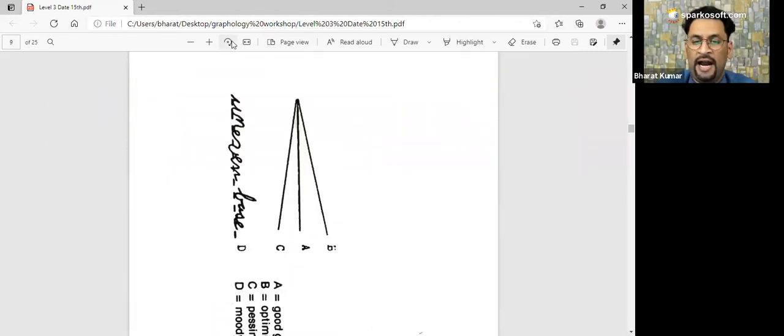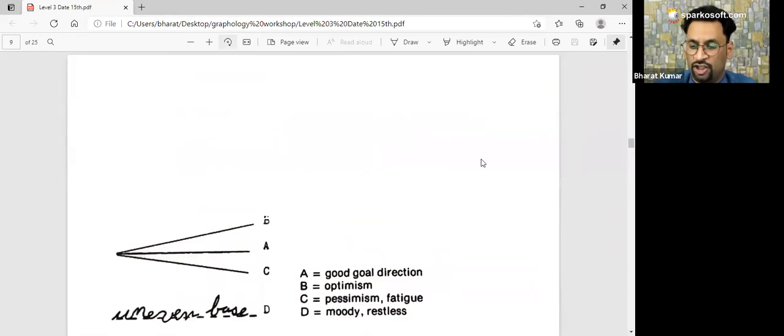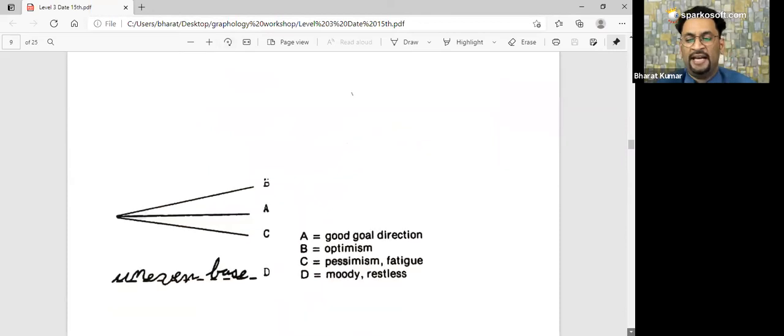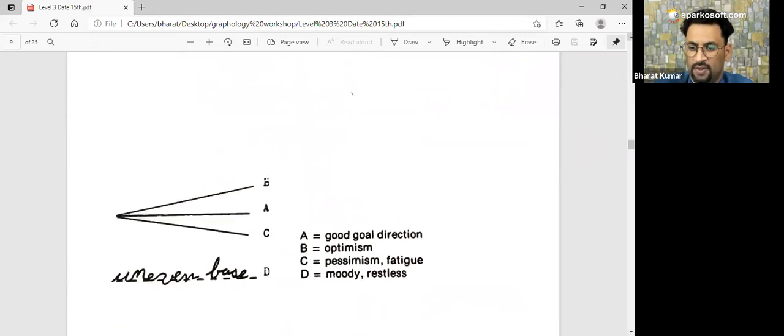Now, if your handwriting is moving in any of these directions: if it is a very straight line like A, it is the good goal direction. Line A is a straight line. If it is moving in the direction of B, the person has optimism. If the direction is C, there is pessimism, fatigue.